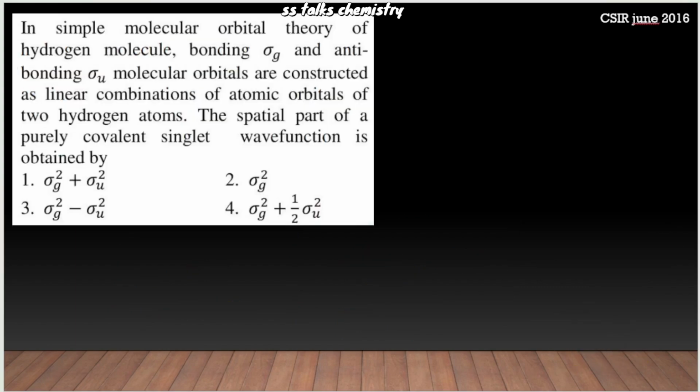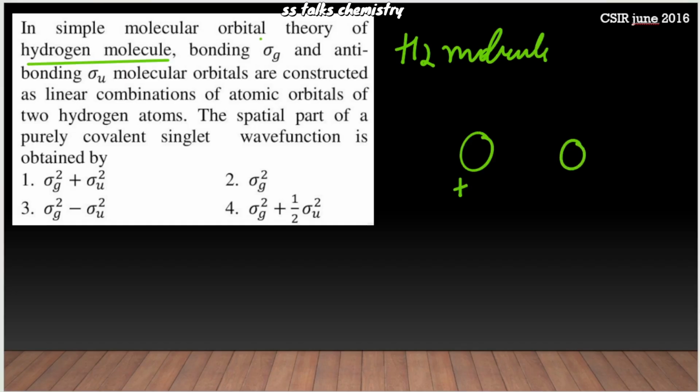Moving to the next, it is saying in a simple molecular orbital theory of the hydrogen molecule. So firstly it is the hydrogen molecule. So how do we form the hydrogen molecule? So two of the atoms you have.